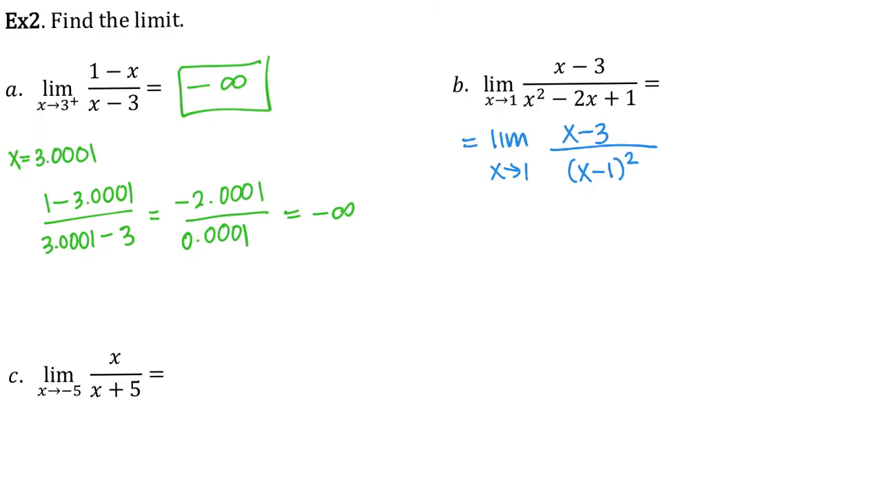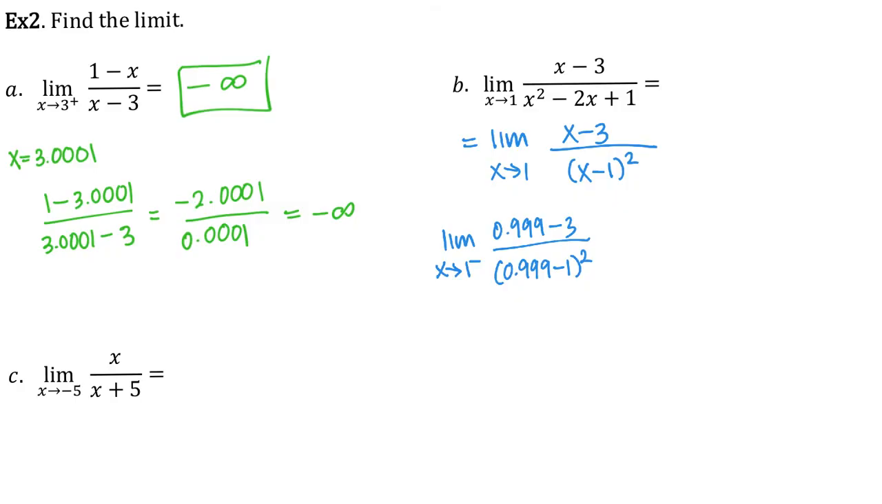Now, eventually you'll probably do this in your head, but it's telling me x approaches 1. It's not telling me from the negative side or the positive side, and I can tell there's a vertical asymptote at x equals 1, so it's going to be positive or negative infinity. So even though it doesn't tell me to, I need to consider it from the positive side and consider it from the negative side. So if I come from the negative side, I'm going to have 0.999, something like that, minus 3 over 0.999 minus 1 squared.